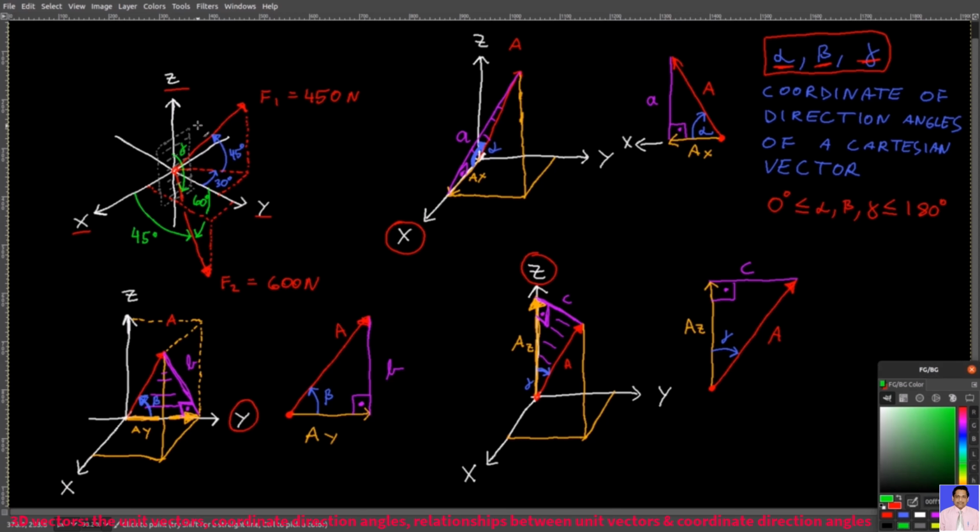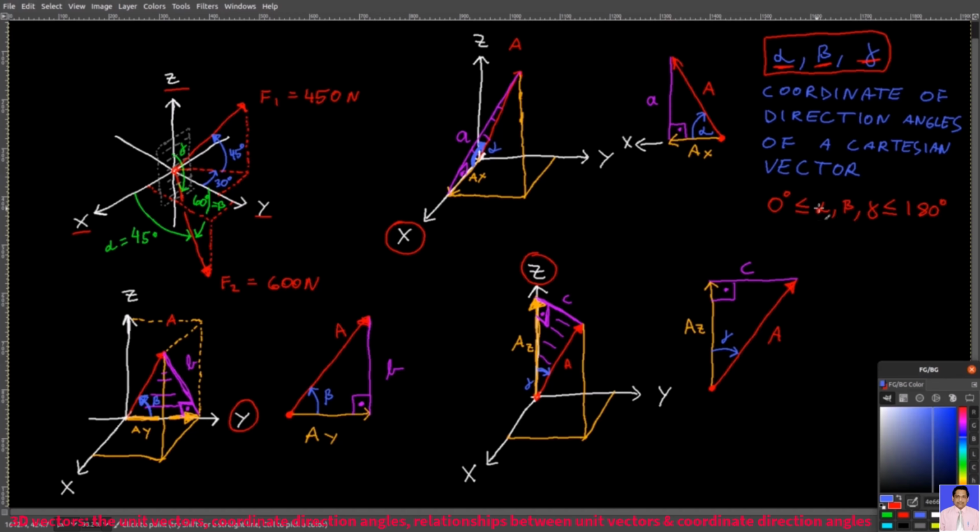And now, if you look at our initial problem, then you can see that this vector F2 has these three coordinate direction angles. This one is alpha, it's 45 degrees, and you can see that it's defined from the positive x-axis. Then here you can see that you have your beta, which is 60 degrees, and it's defined from the positive y-axis. And then here you have gamma, which is defined from the positive z-axis. And here gamma is unknown, and we need to find it. But we will get there.